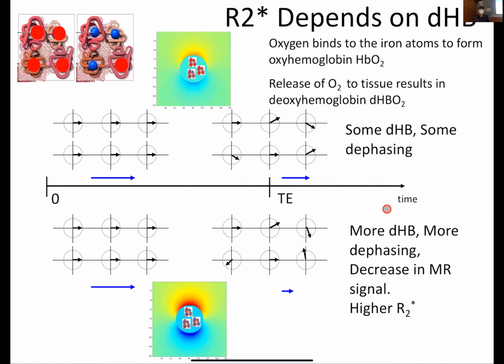And so more deoxyhemoglobin, you can think of it as just meaning more iron. Once you have that picture in mind, it should be pretty straightforward. And in fact, I think this essentially gave you the response you needed.